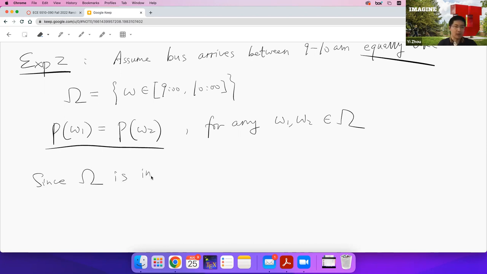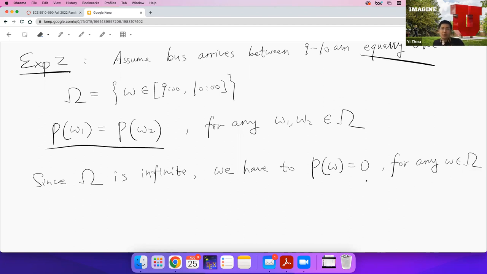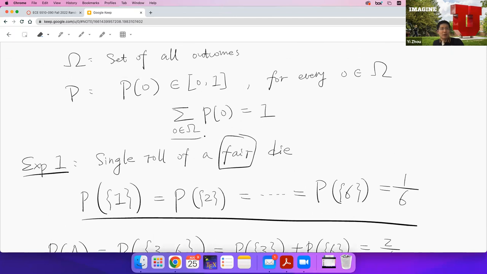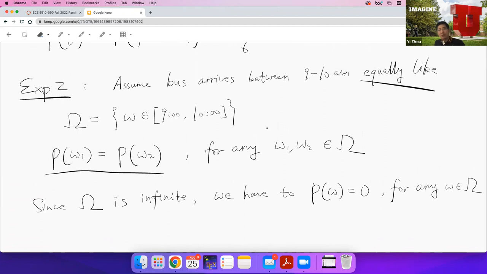So because omega is infinite, we have to put zero probability mass to every single outcome. Why? Because if you put any arbitrary positive probability mass here, then because this omega has infinitely many possible outcomes, when you sum them up, it will become infinity. It violates the condition that all the probability mass must sum up to one. So this is the challenge here. Because omega is a continuous set, it has infinitely many outcomes, so you have to put zero probability mass to every single outcome.